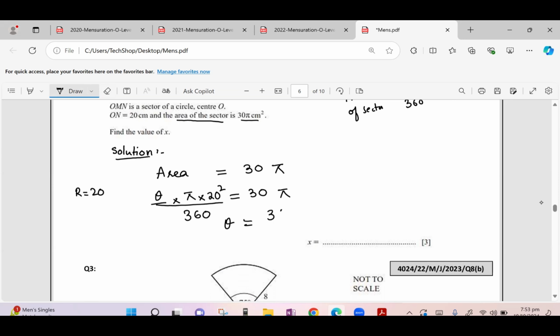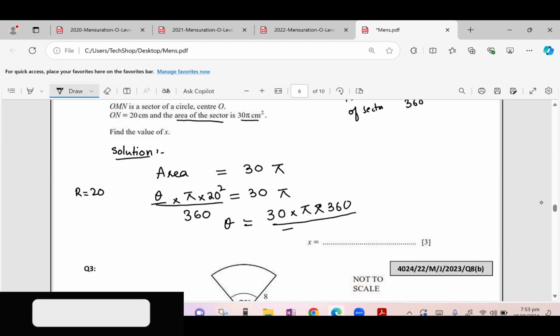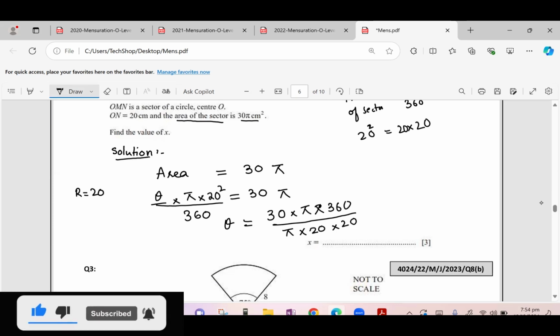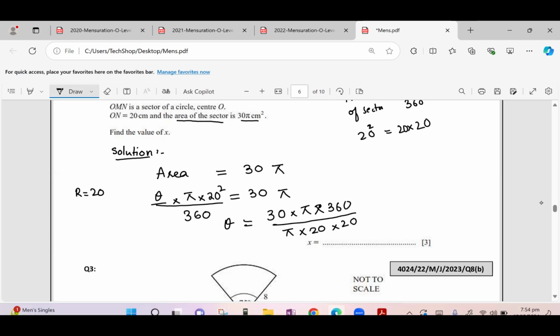So we get 30 into pi into 360 divided by pi into 20 squared. 20 squared means 20 times 20, isn't it? Clear? Any confusion? All right.